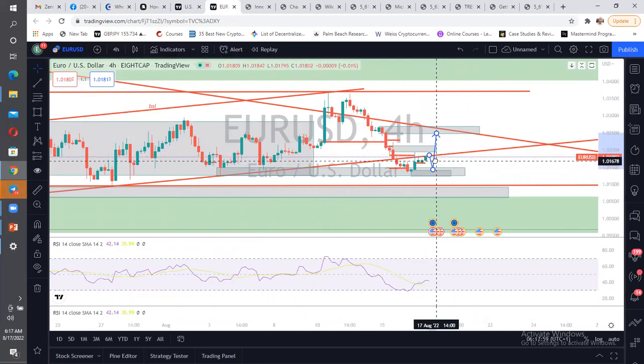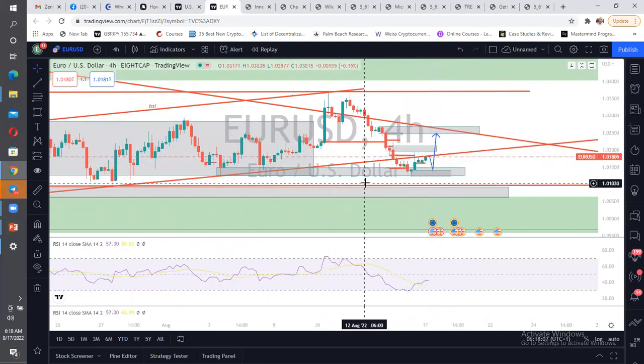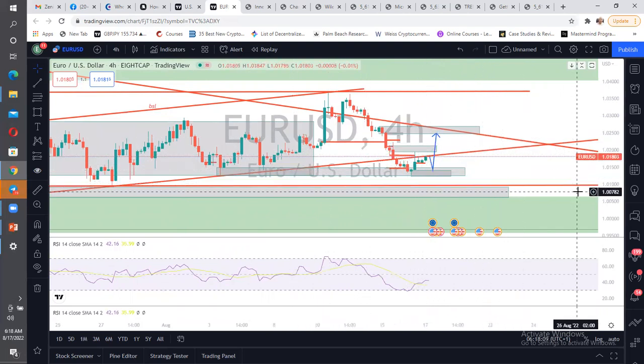I would like to see a pullback to take a trade. I would like to take a trade to the upside now that will actually take out the liquidity that we have there. So that is what I'm expecting from this pair.